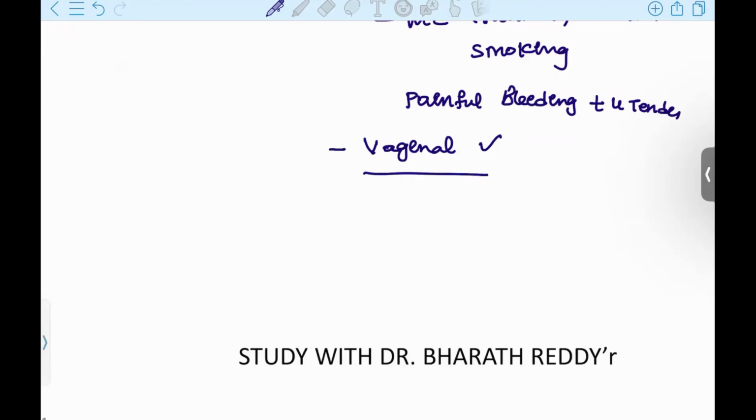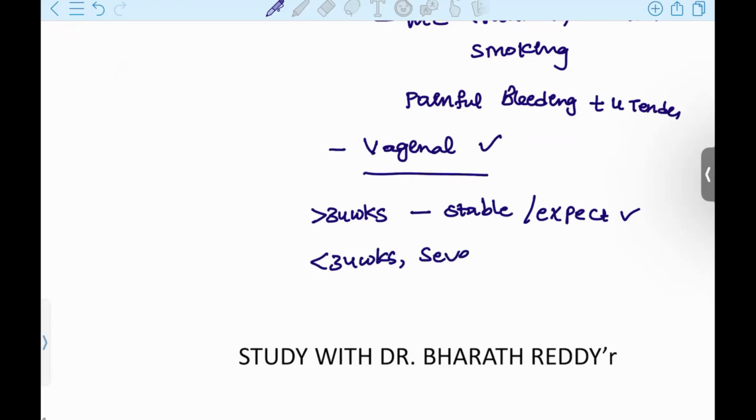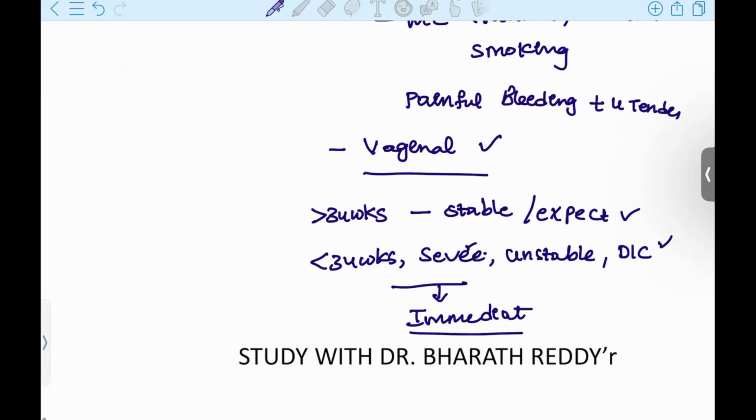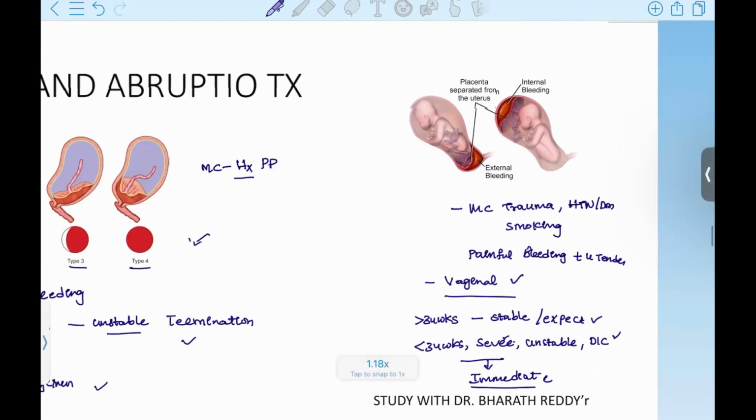And what about the criteria for management? If the mother is more than 34 weeks of gestation and she is stable, continue the pregnancy and expect the management, going for delivery as per labor pains. If it is less than 34 weeks, or she is having severe symptoms, risk of hypertension, eclampsia, or the mother is unstable, then you have to go for immediate termination of the pregnancy. Okay, this is the first thing that you have to remember. And even if there is a risk of DIC, then also go for immediate termination of pregnancy, right? This is abruptio placenta.